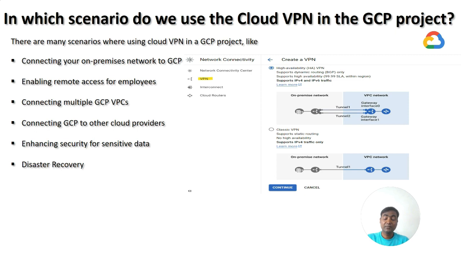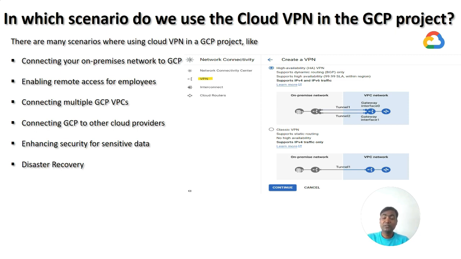When organizations have remote offices that need to securely communicate with GCP resources, Cloud VPN provides a way to establish an encrypted connection over the internet, ensuring data privacy.